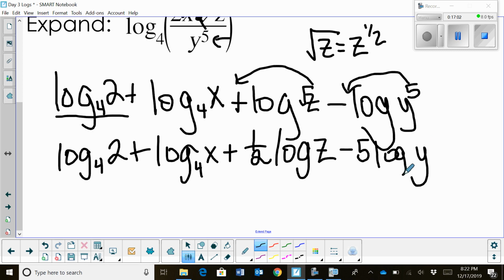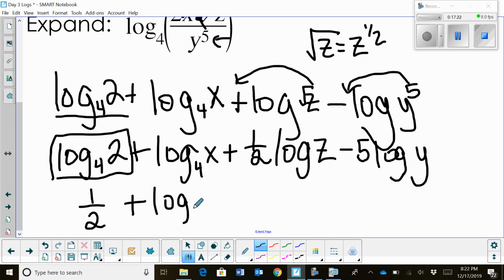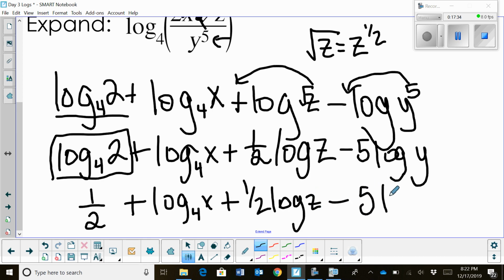Okay, right here you think you're done, but you're not. You're not done because this term right here can be simplified to a whole number. So 4 to what power is 2, and that's just 1/2 because the square root of 4 is 2. So that's going to simplify to a 1/2 plus log base 4 of x plus 1/2 log of z minus 5 log y. And that's how you would expand a logarithm.